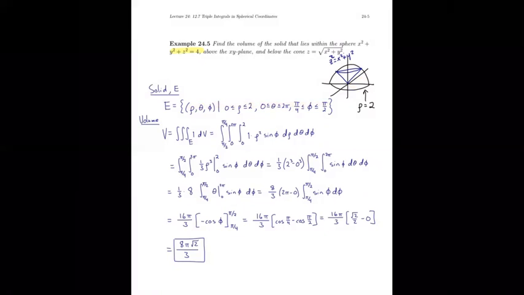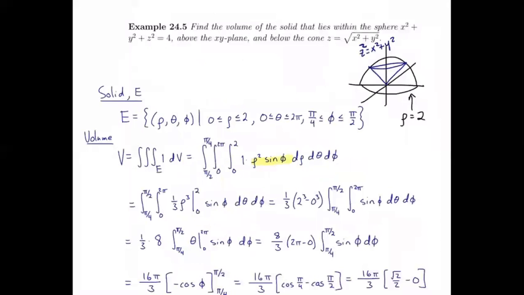So the volume of this region is the integral over the region of the function 1. Same trick we've been using all along. Now, limits of integration are per what we've got in our set describing E. And we don't forget to include our rho squared sine phi from our integral formula. And then d rho, d theta, d phi. We integrate with respect to rho first. Rho squared becomes 1/3 rho cubed, evaluated from 0 to 2.